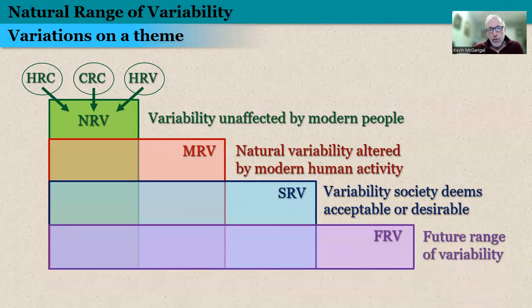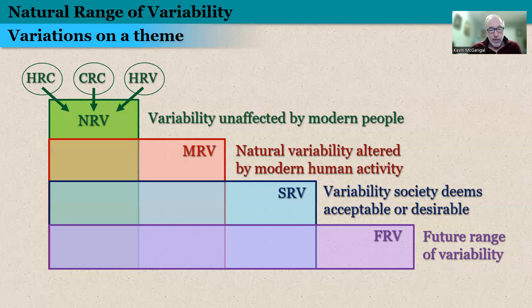And then lastly, the future range of variability. It overlays the three previous boxes and also has some unique space. So a portion of that future range of variability overlaps the NRV box. And that's because we would expect some of the variability that would occur naturally, unaffected by modern people, would also persist into the future under most conditions.